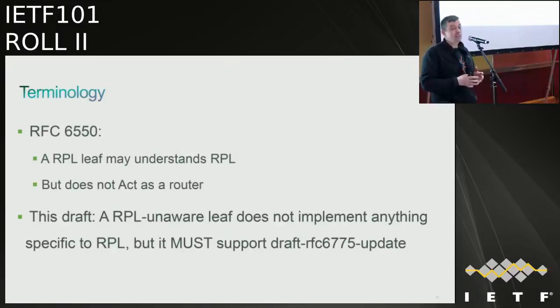Since IPv6 does not mandate that a host can decapsulate IP-in-IP, we have to say we'll work as long as the host does that. So the 3 things are RFC 6775, IP-in-IP, and ignoring the RPI. That's what we ask for as a prerequisite from an RPL unaware leaf.